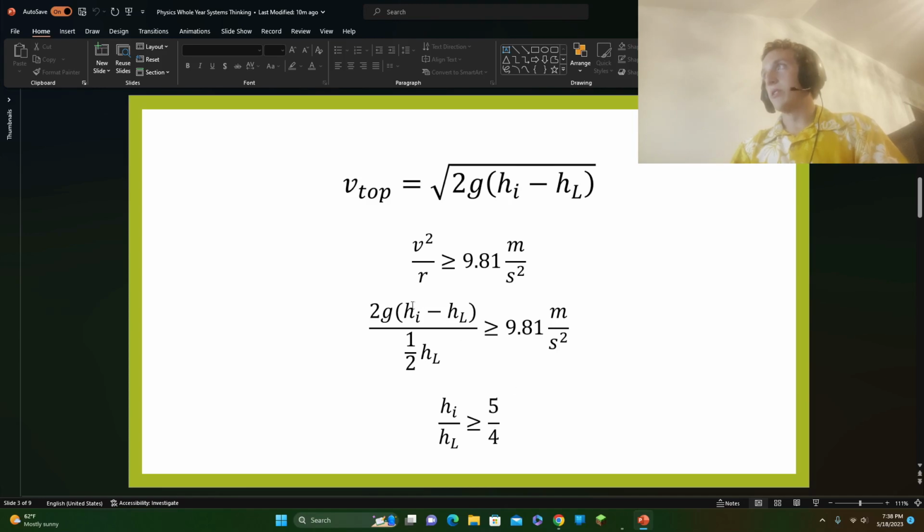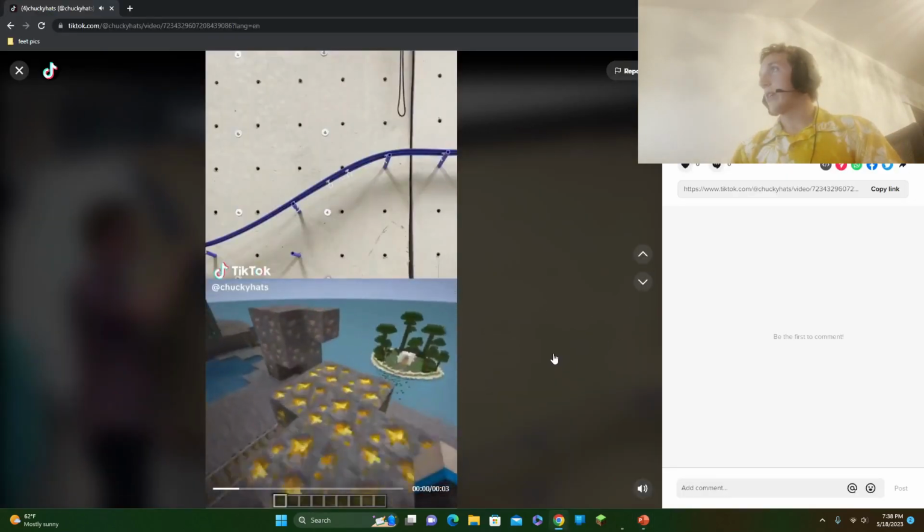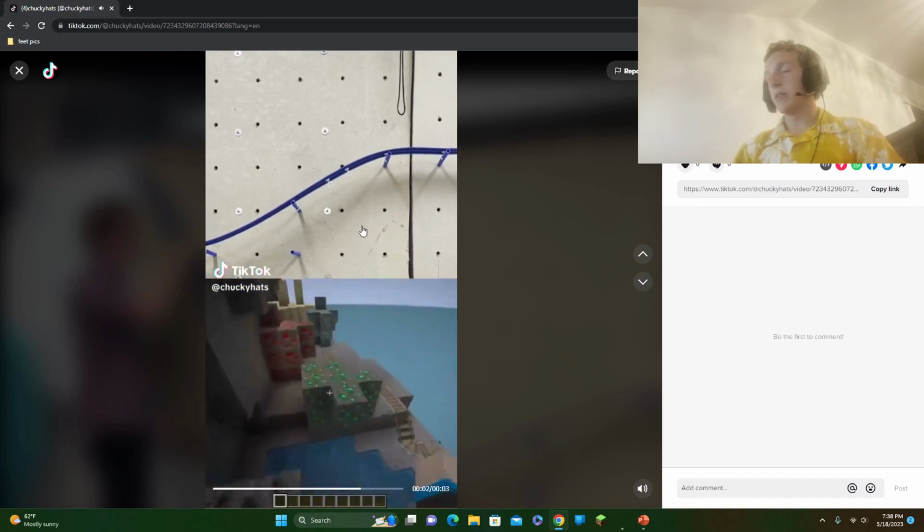And through some algebraic simplification, we can get that down to just the ratio of the initial height to the height of the loop has to be greater than or equal to 5/4. The next mode of failure is this one.